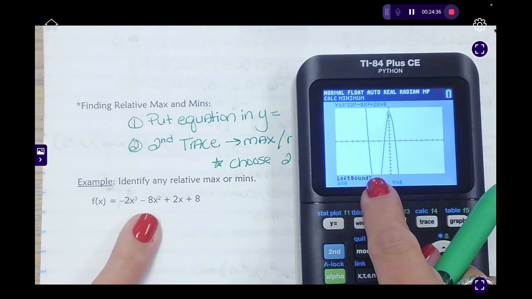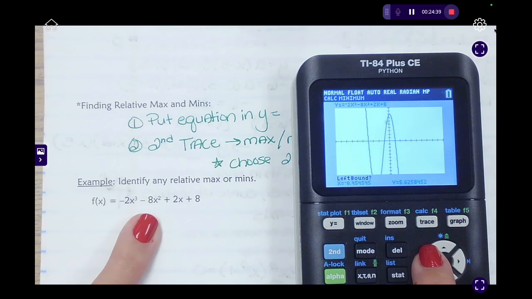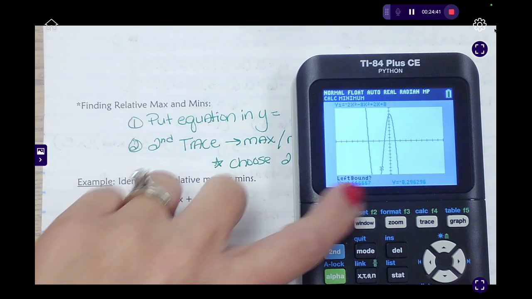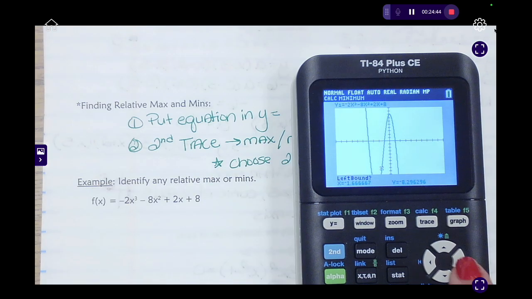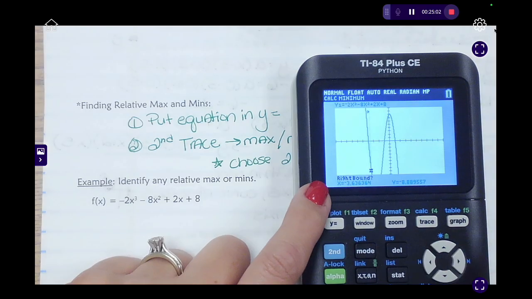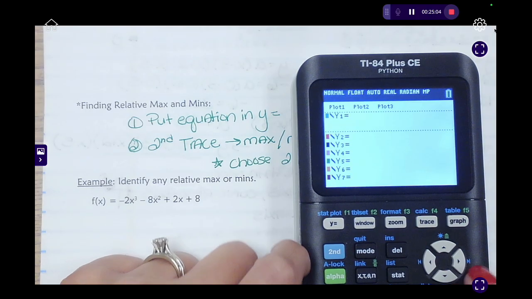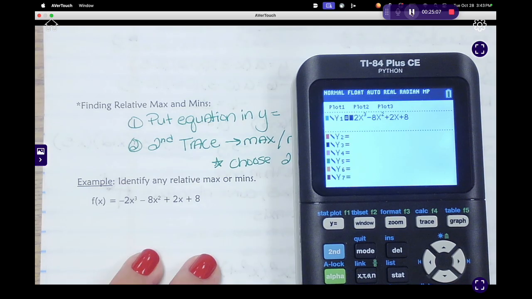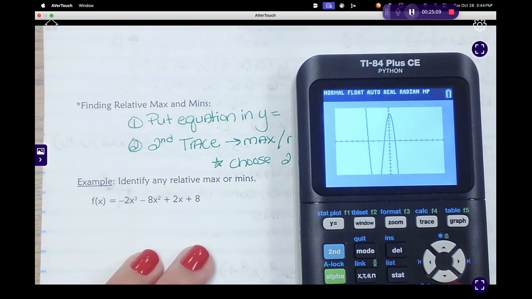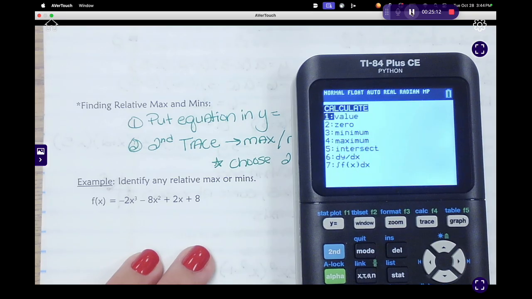Now remember, minimum is the lowest point. So I'm going to use my arrow, and I'm going to hit enter on this side. Actually, I want left bound, so we don't want that one. Let's see. So we're going to clear it out and go second trace again. The thing that I did wrong, so make sure again that we're going to hit graph, we're going to hit second trace, and we're going to do our minimum, so number 3.